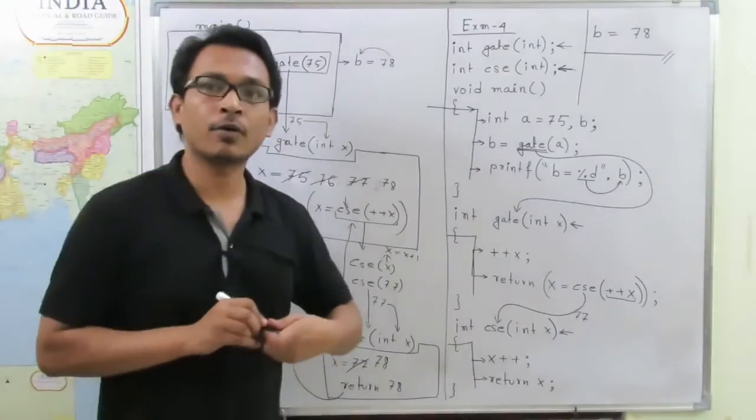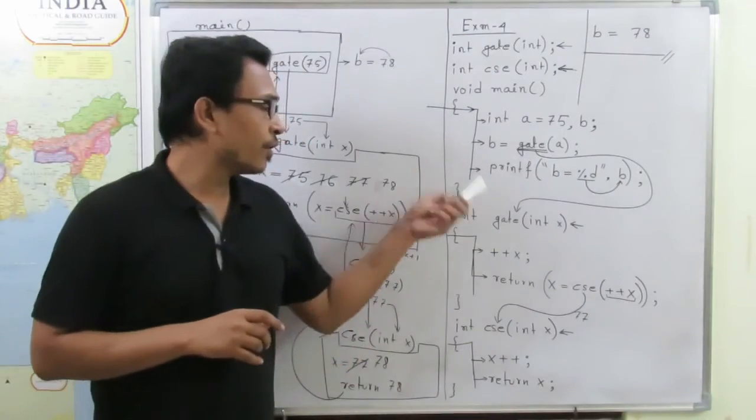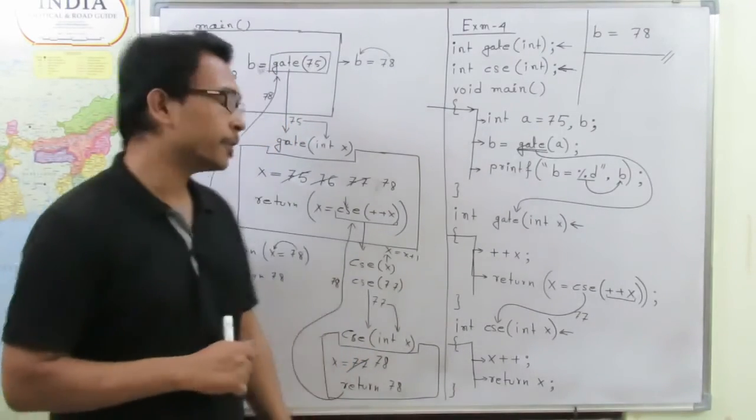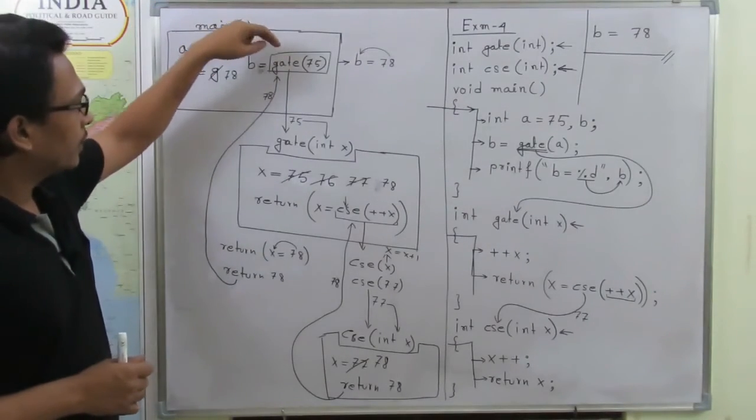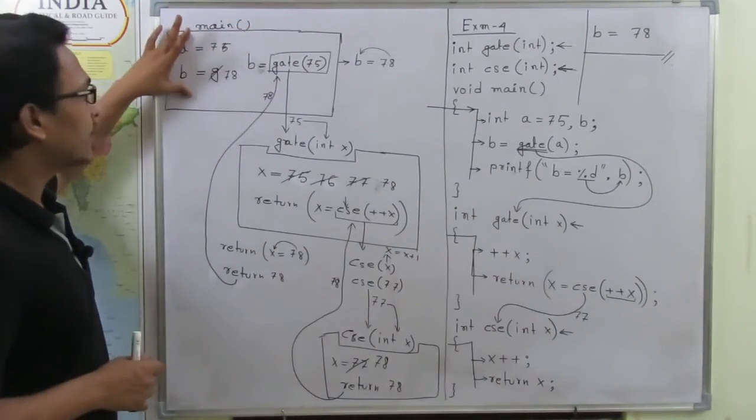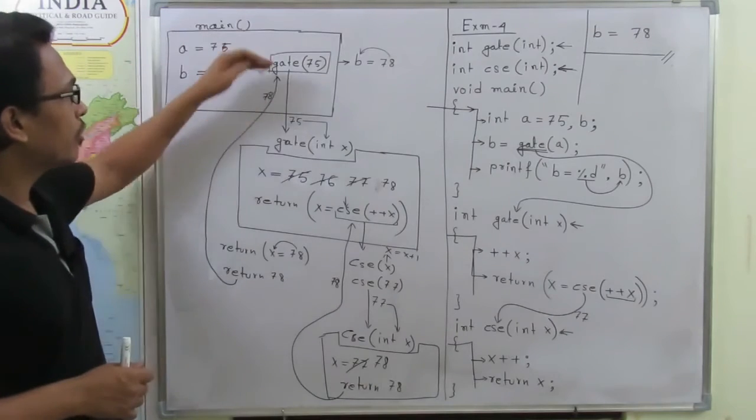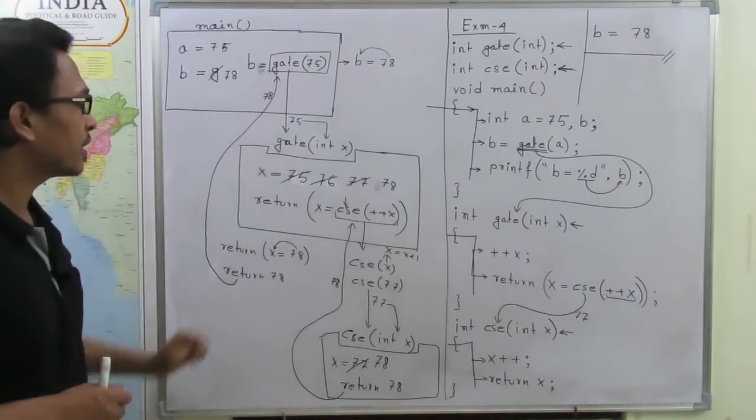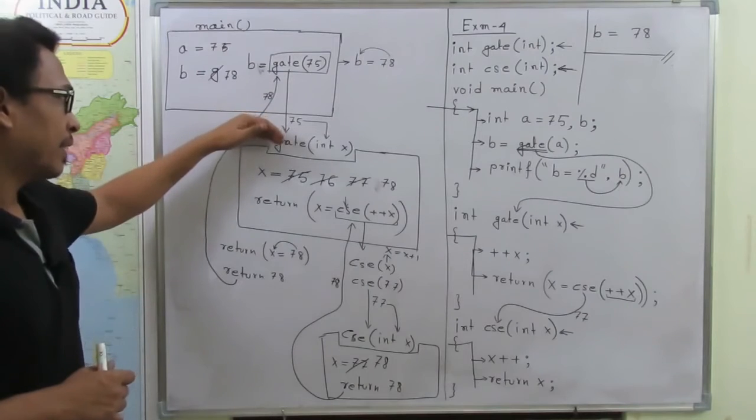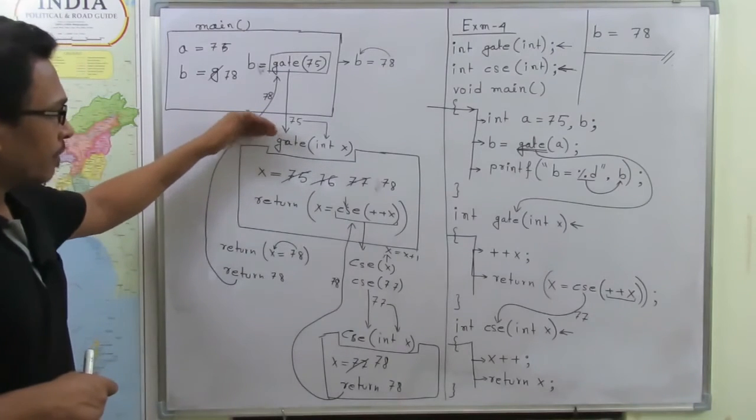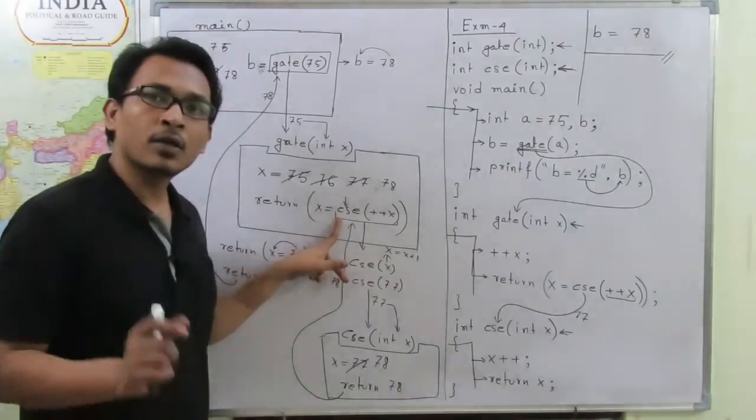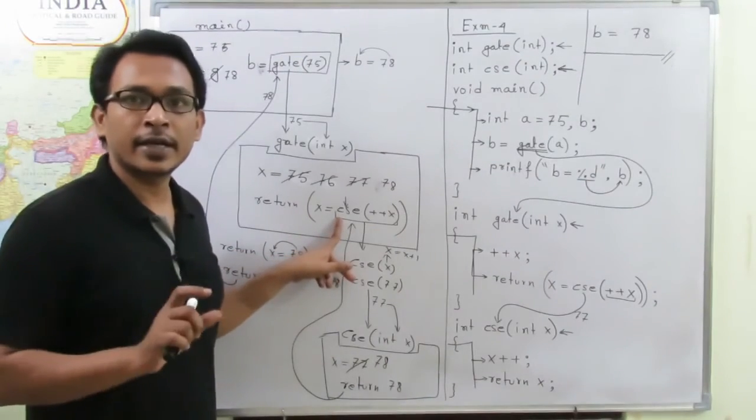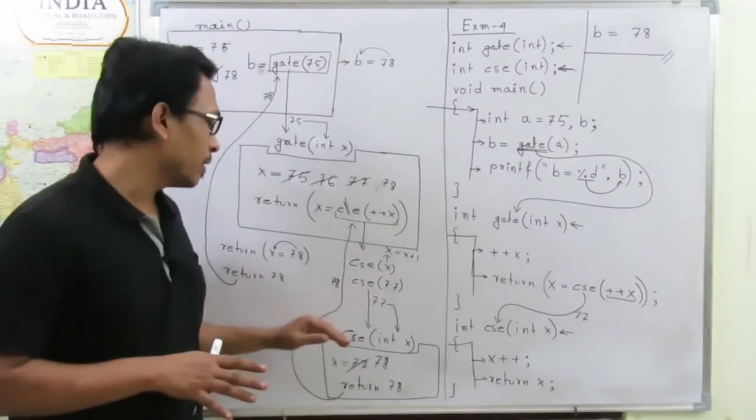Clear? Now one important point for this particular program. Look, from main function we call the get function. That means along with the memory instance for main function, a new instance is created for the get function. Now from this get function definition we call the function CSE. That means one more memory instance will be created for the function CSE.